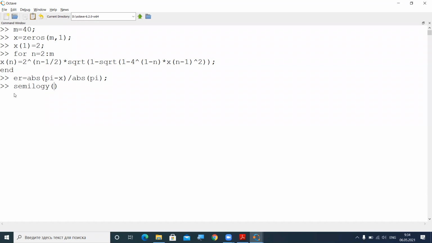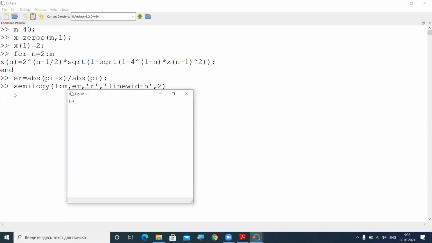Now it will be from 1 till m. This is the x-axis. The y-axis is the relative error, ER. And you can give any color and line width. So now let's check it.